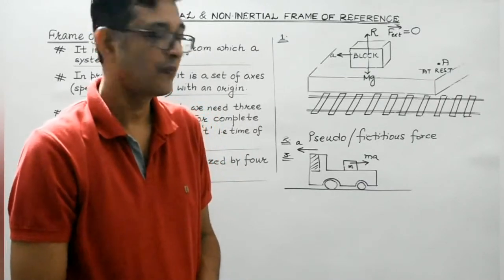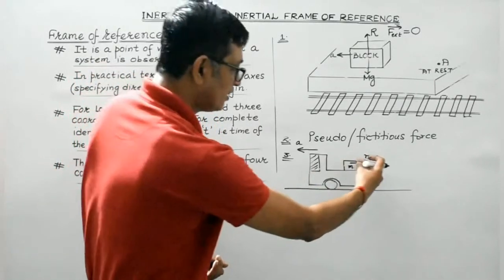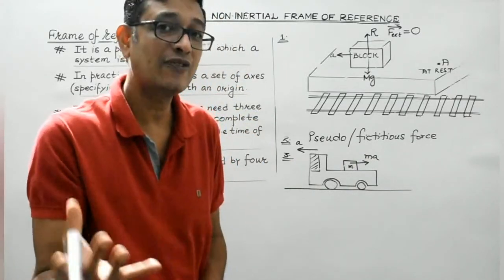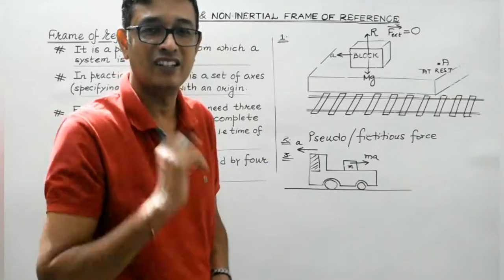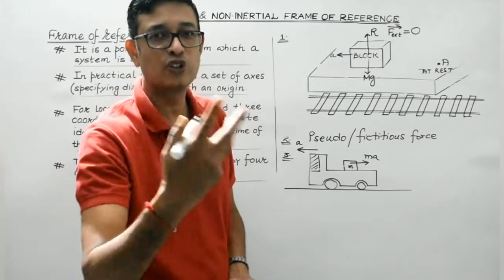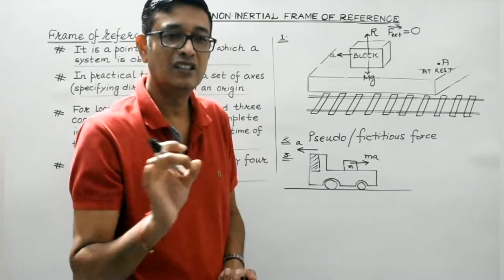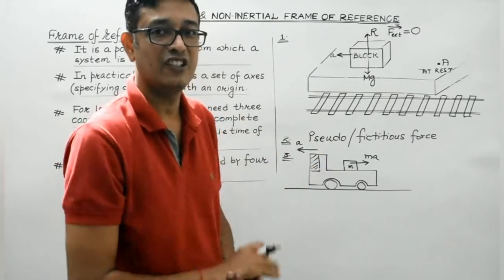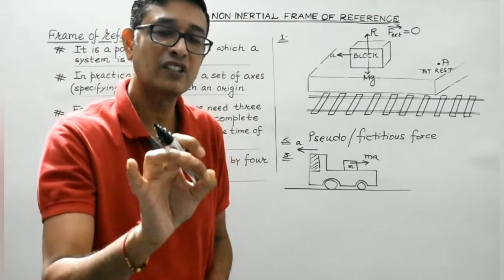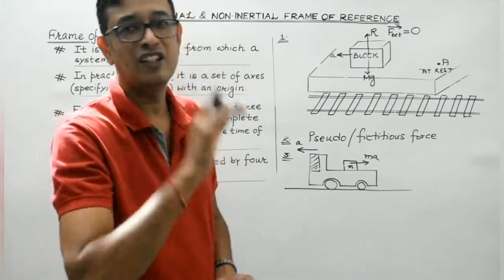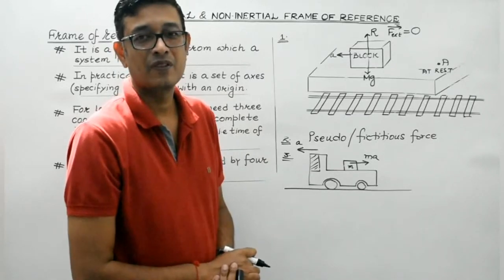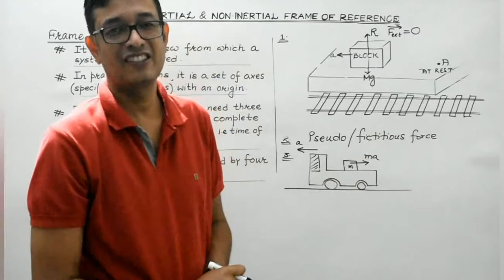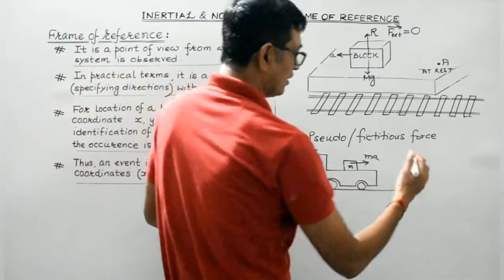Clear, students? So as the truck accelerates, it will act as non-inertial frame of reference, because that frame of reference which is accelerating or which is rotating, rotation also causes acceleration. So either the frame of reference must be rotating or it must be having linear acceleration. In that case, the frame of reference under consideration is known as non-inertial frame of reference. In non-inertial frame of reference, this fictitious or pseudo force does exist. Right? Let's consider another example.